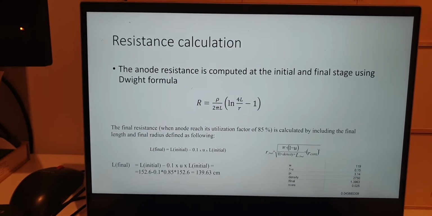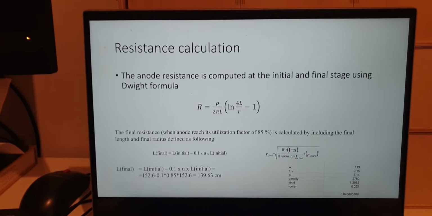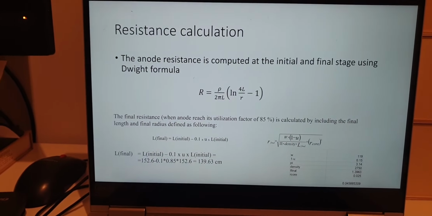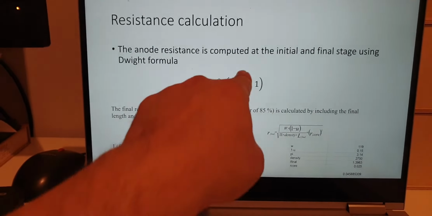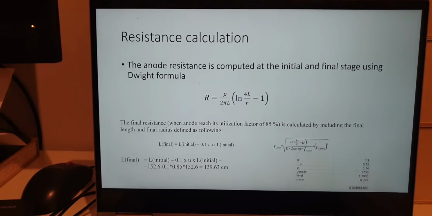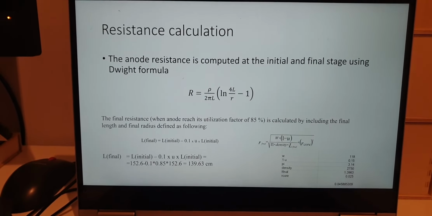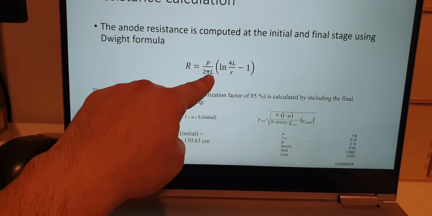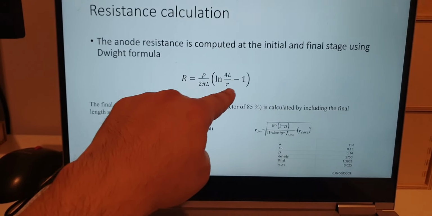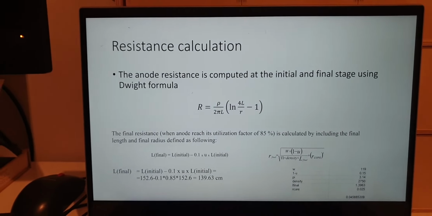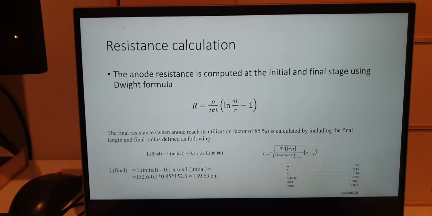How do we need to move? We need to calculate the resistance. As we said, we are using the Dwight formula, which is there. You can go back and see which are every one. And then we need to know the length, which is the final, and the final radius. So we need to calculate for the initial, what is the initial resistance and what is the final resistance there.